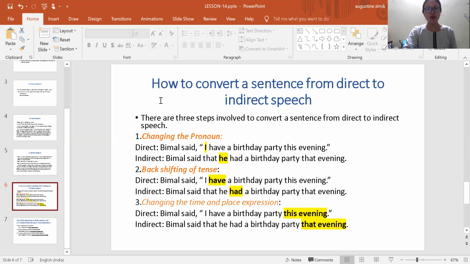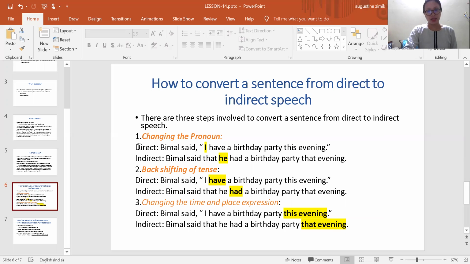And the next one we have is how to convert a sentence from direct to indirect speech. How will you convert or change the sentence from direct speech to indirect speech? There are 3 steps involved. These are the steps or the rules to change the sentence from direct to indirect speech. Remember these 3. Number 1, changing the pronoun. The first thing we have to do is change the pronouns from direct to indirect.